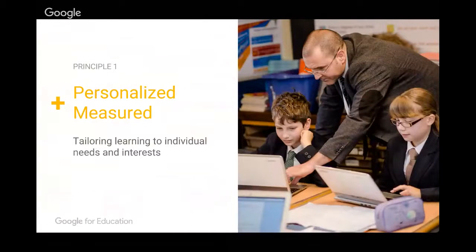The first principle is personalized and measured. So we know that students have diverse needs and styles, and we wanted to ensure that the technology is helping to cater to each student, to each individual. We also wanted to make sure that the technology allows a way to measure that progress, even though students are learning in different ways, they're working on different projects. Again, wanted to make sure that the technology is there to measure their personalized learning as well.